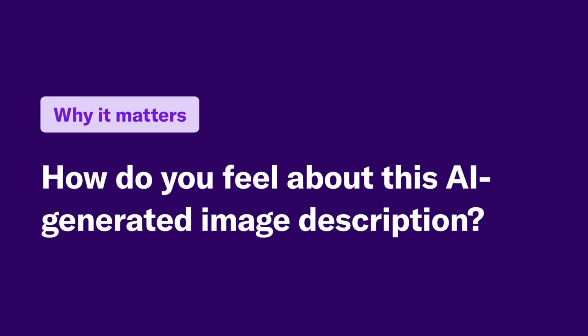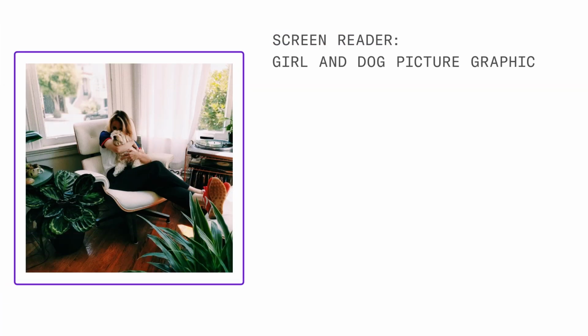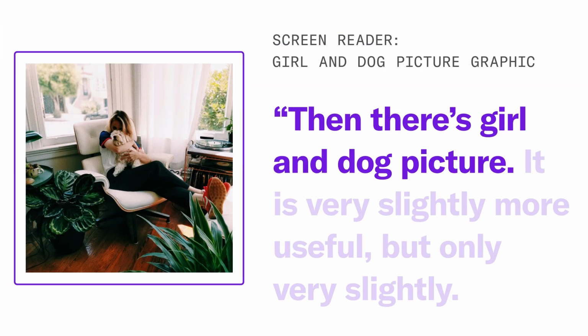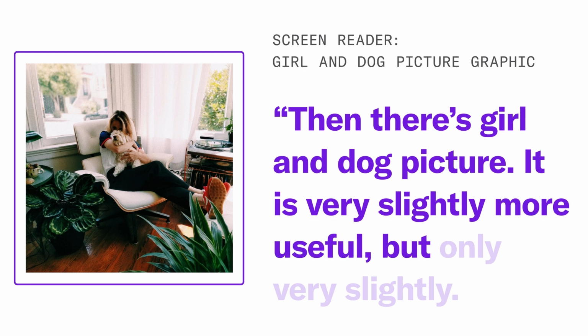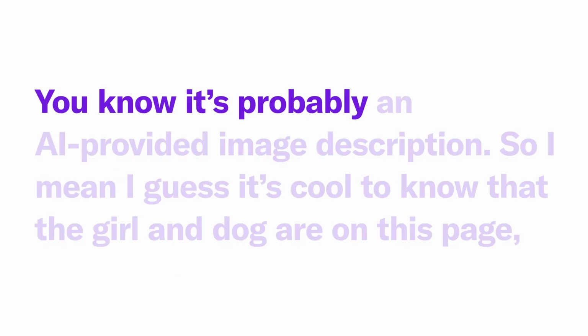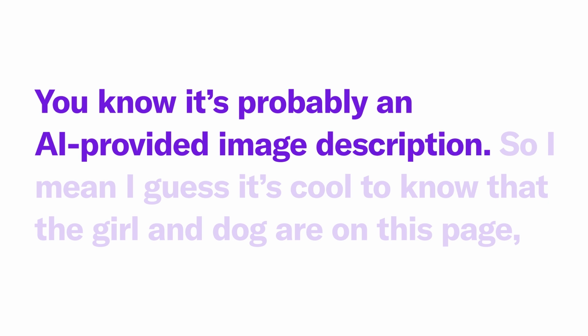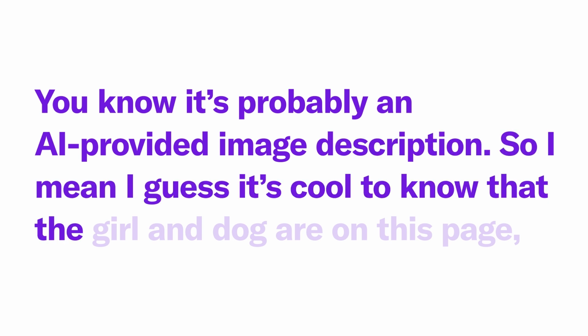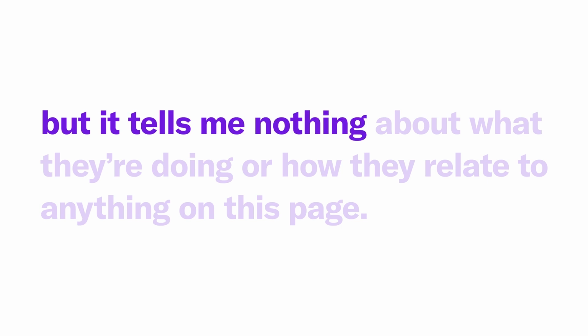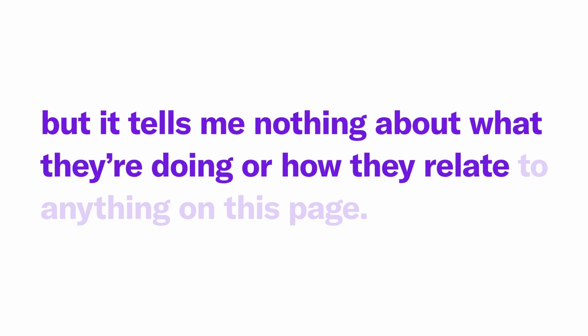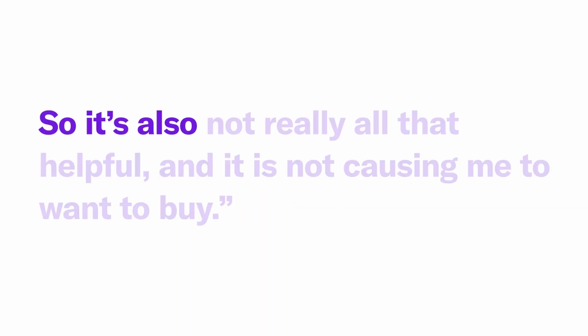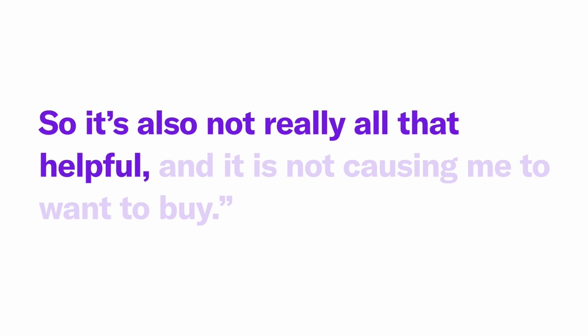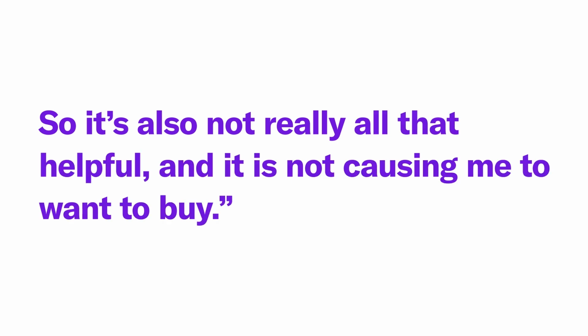Why it matters. How do you feel about this AI-generated image description? Girl and dog picture graphic. Then there's girl and dog picture. It is very slightly more useful, but only very slightly. It's probably an AI provided image description. So, I guess it's cool to know that the girl and dog are on this page, but it tells me nothing about what they're doing or how they relate to anything on this page. So it's also not really all that helpful and is not causing me to want to buy.